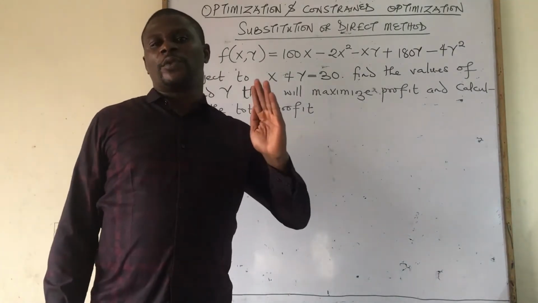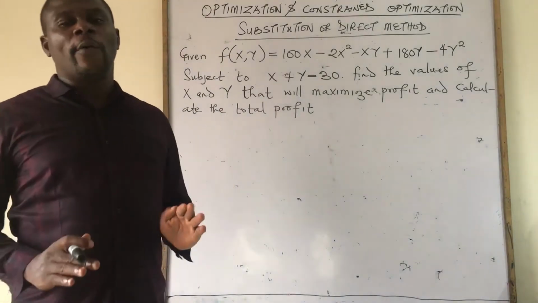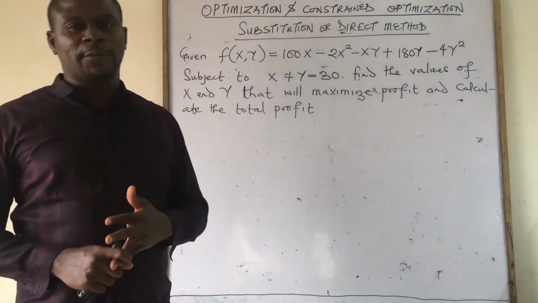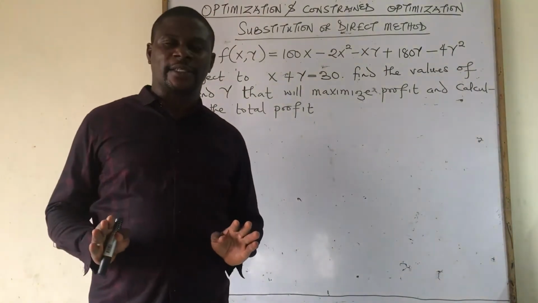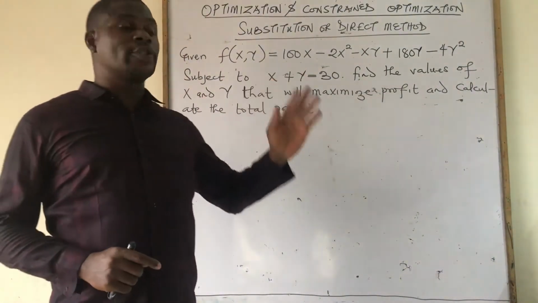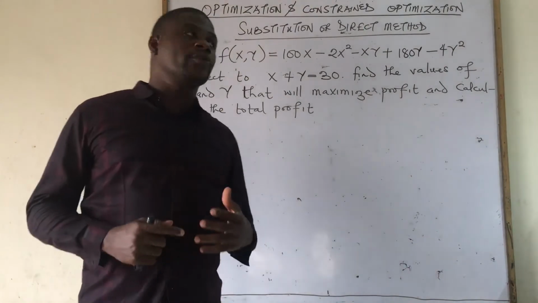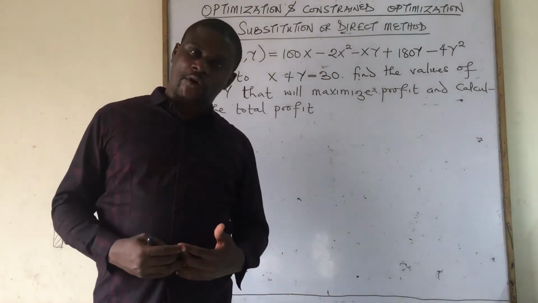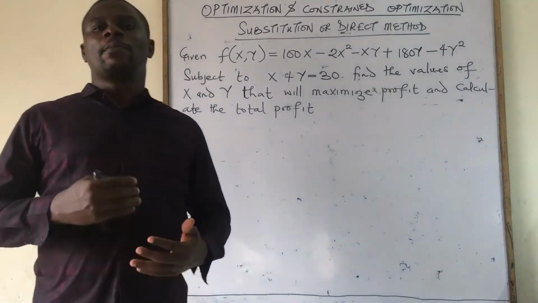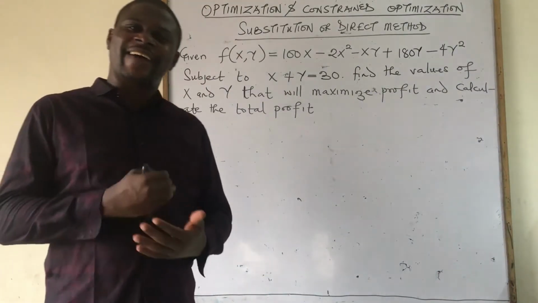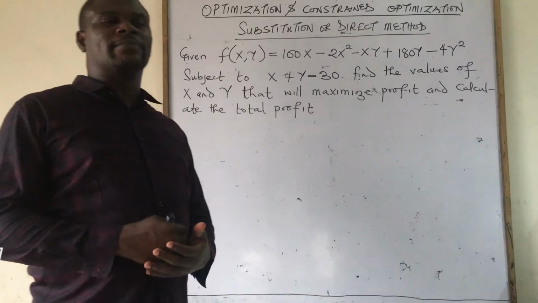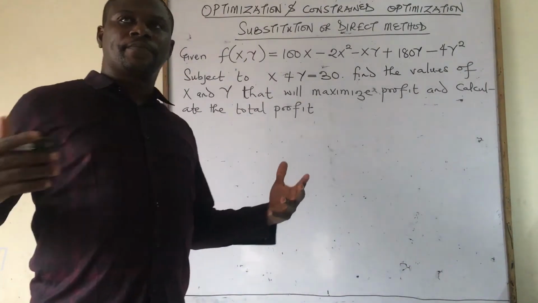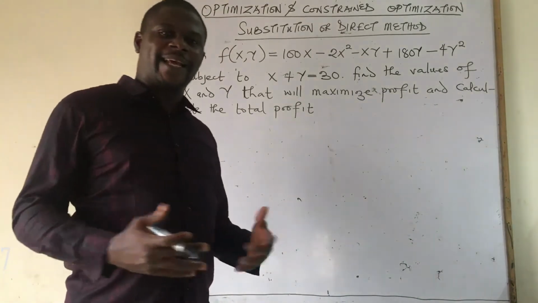Now, the first one we did, which is optimization, the organization wants to minimize cost or maximize profit without any constraint. But in constraint optimization, the organization wants to minimize cost or maximize profit, but they have a constraint, that is, they have a challenge in doing that. Maybe less resources, maybe raw material or things like that.